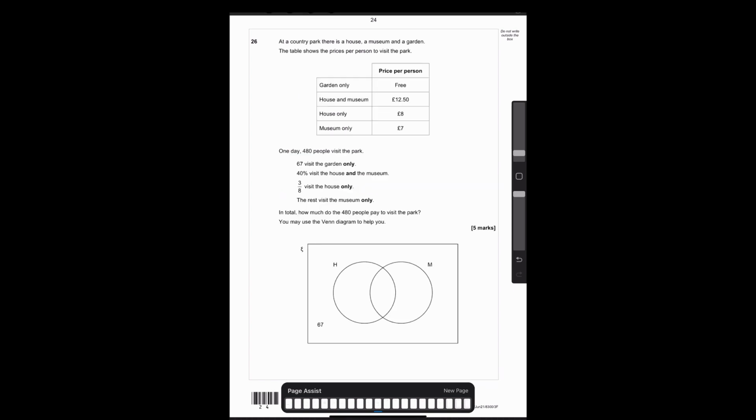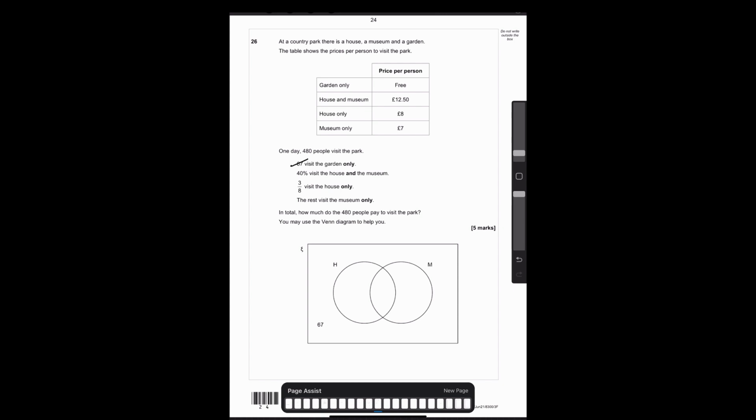Question 26 says that at the country park there is a house, museum, and a garden. The table shows the prices per person to visit the park. On one day, 480 people visit the park, and it's given us a load of information about what's happened. It says in total how much did the 480 people pay to visit the park. You may use the diagram to help you. Let's go through each piece one by one.